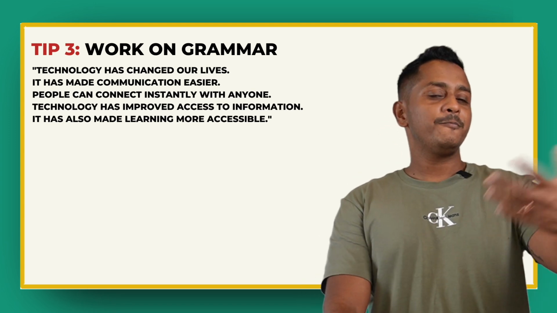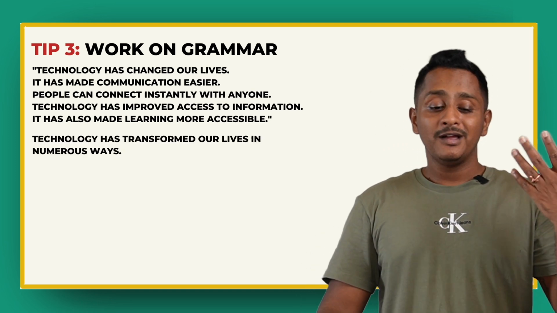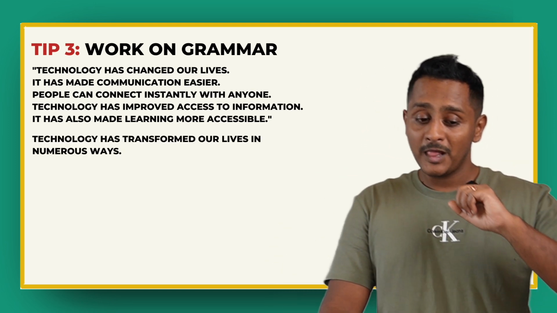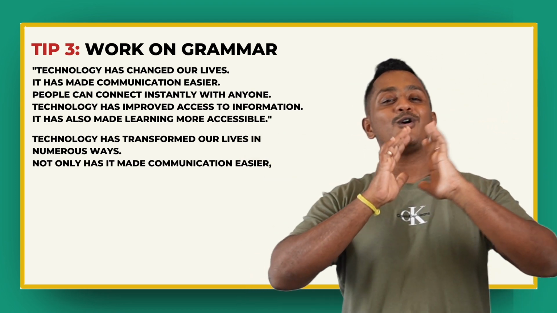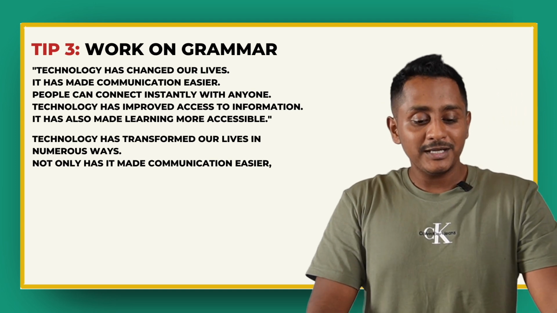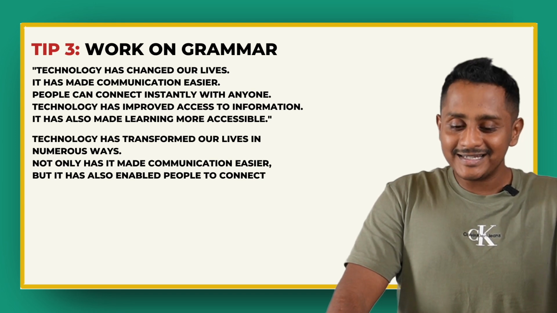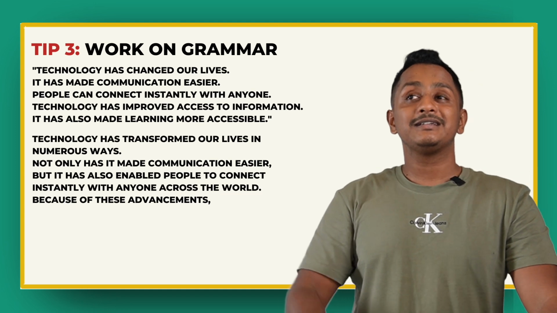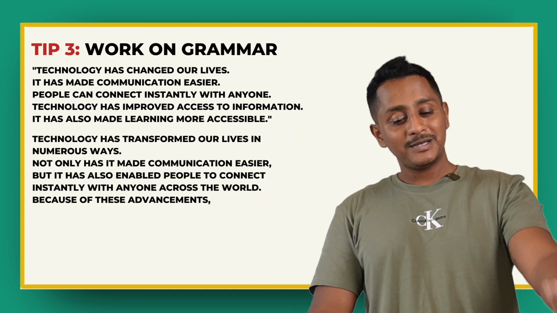I'm going to give you a small demonstration of what the mixture of simple, compound, complex looks like. Technology has transformed our lives in numerous ways. Simple sentence. Not only blah blah blah, but also blah blah blah. This is a complex sentence because it creates the dependency. Not only has it made communication easier, but it has also enabled people to connect instantly with anyone across the world. Because of these advancements, creating a dependency, because that's a subordinate conjunction, again we are using a complex sentence.